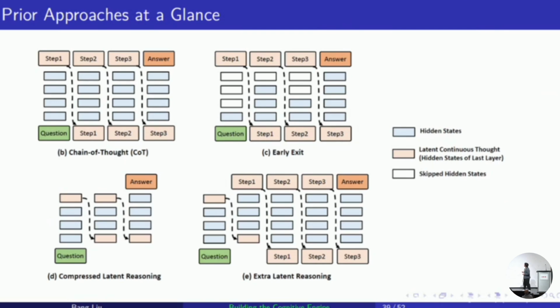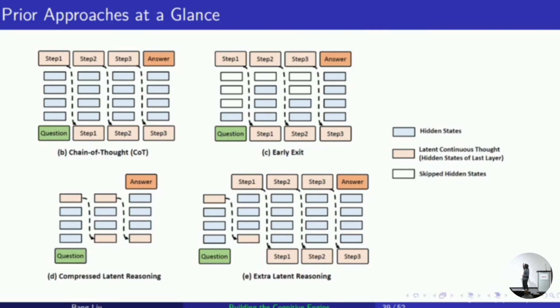So this figure intuitively shows how they work. If you think about chain of thought, at each step you output each token. So those tokens are like reasoning tokens before you get the final answer. It's like the process of solving these tasks. And there's some early exit.